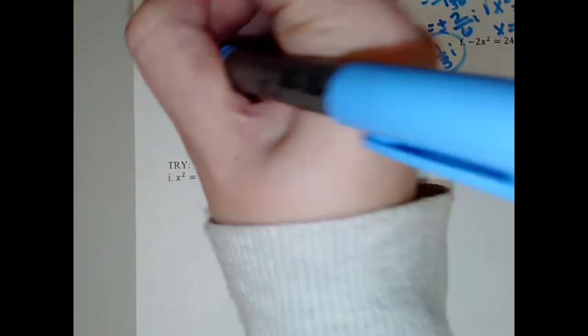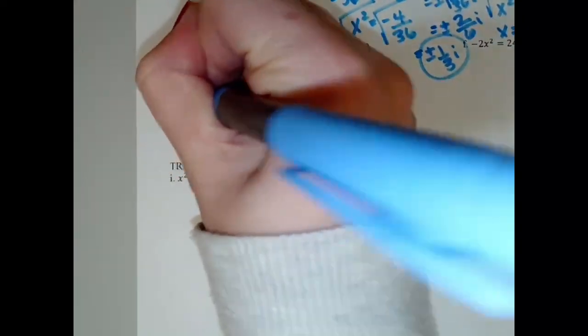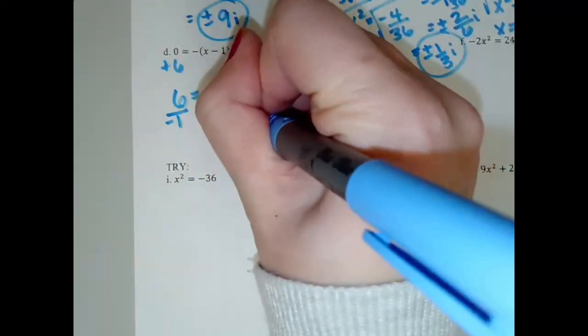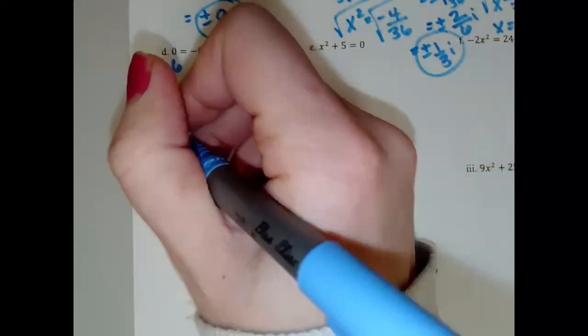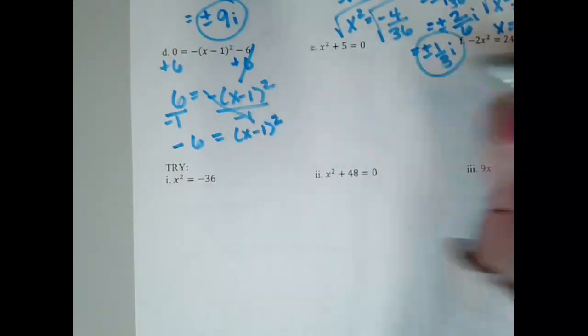If I take a look at this one, first I need to isolate what is being squared. I must move the 6 over, so that gives me 6 equals negative x minus 1 being squared. Now what's being squared is not by itself yet. I'm going to divide each term by negative 1. That gives me negative 6 equals x minus 1 being squared.